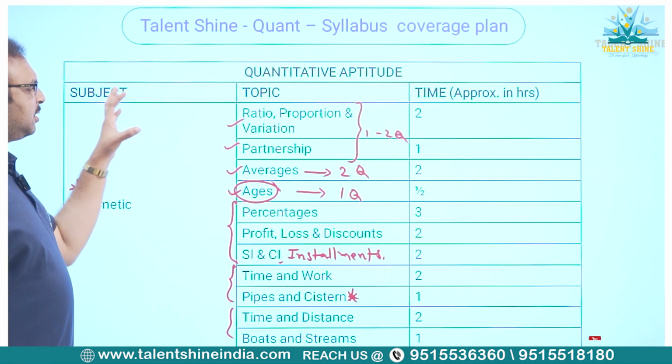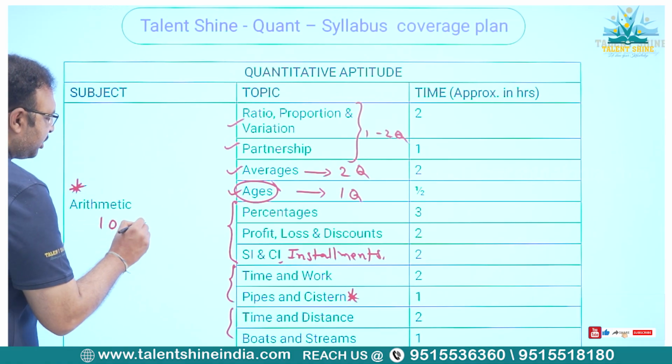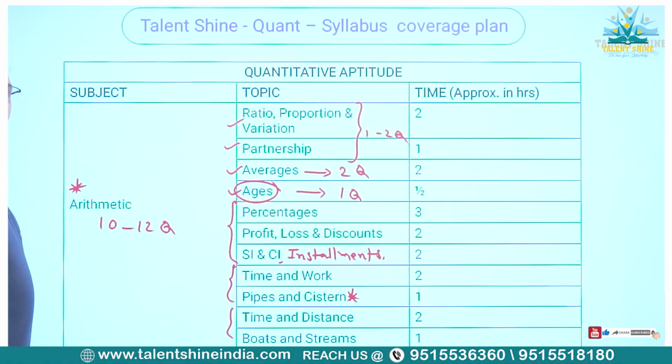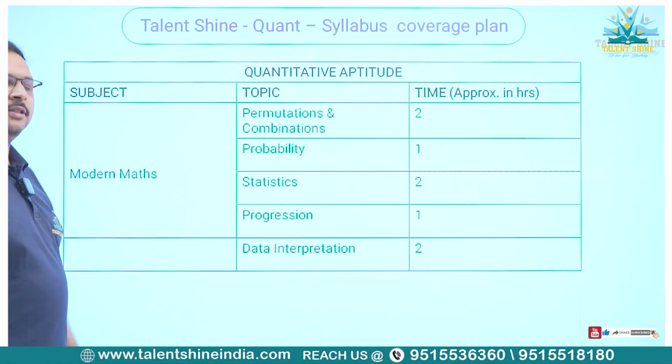From this complete arithmetic, we can expect 10 to 12 questions minimum. Okay, so these are the important topics here. Next one, move on to the third part, that is modern math.